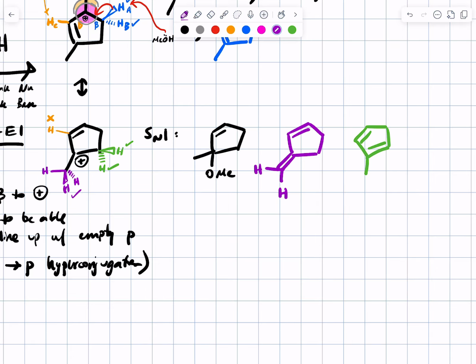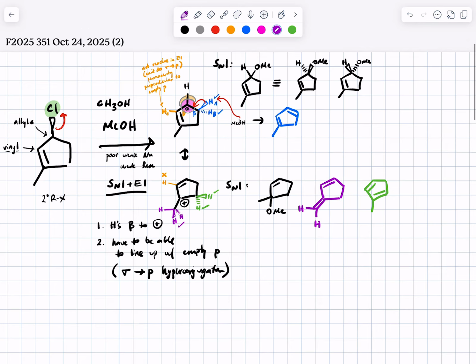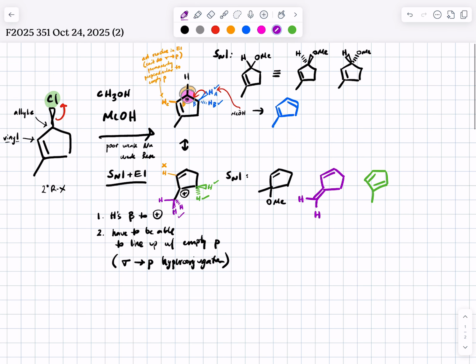And I'll just draw in the 2 other hydrogens there to make it absolutely clear what we're talking about. Okay, so on an exam, you would need to select as products of this reaction 1, 2, 3, 4, 5, because remember that's 2 stereoisomers, 6, 7. 7 possible products.